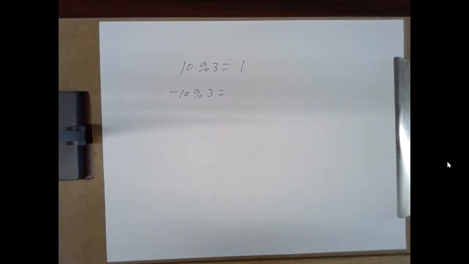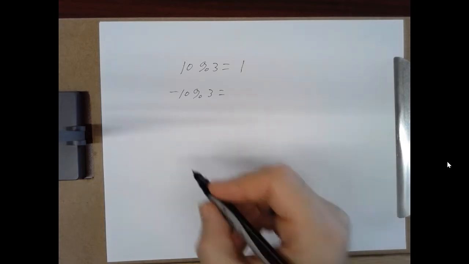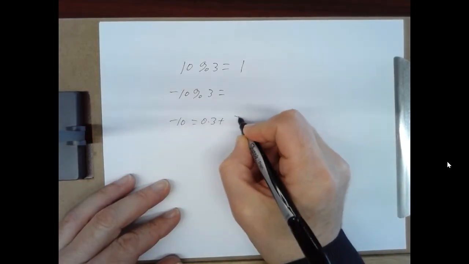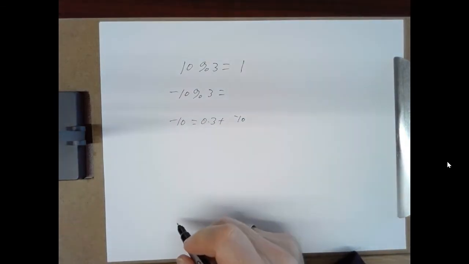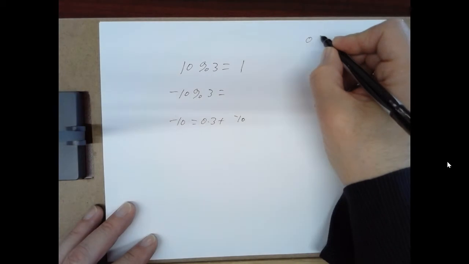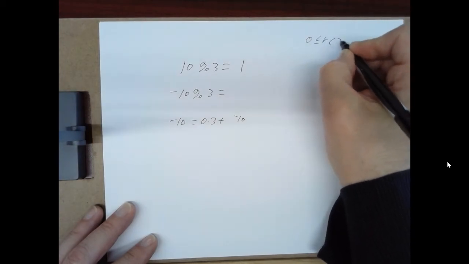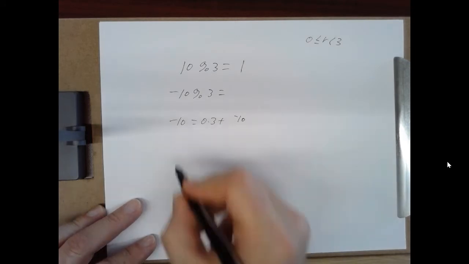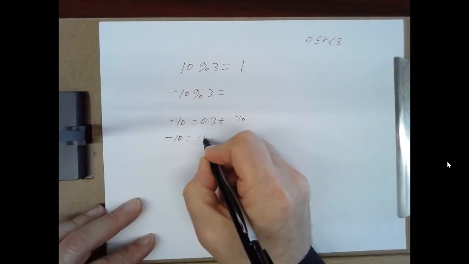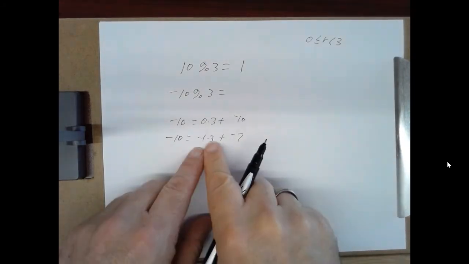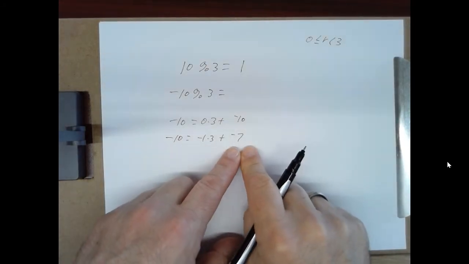We want negative 10 to be something times 3 plus a remainder. Well, negative 10 is certainly 0 times 3 plus a remainder of minus 10. But that's not a value we want. We want a remainder bigger than or equal to 0, less than 3. So negative 10 is also negative 1 times 3 plus negative 7. Because this is minus 3, this is minus 7. That gives us minus 10.